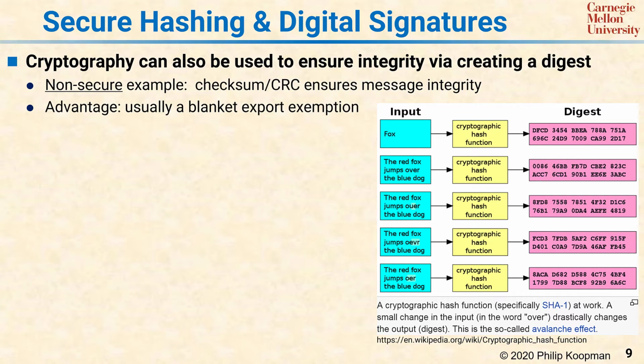To this point, we've been using cryptography to scramble messages to ensure secrecy. But there's another use for cryptography, and that's ensuring message integrity. The difference between secrecy and integrity is with secrecy, nobody can read your message. But that doesn't mean they can't change your message.